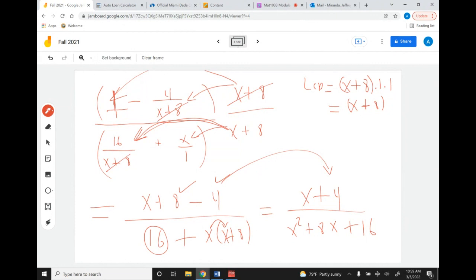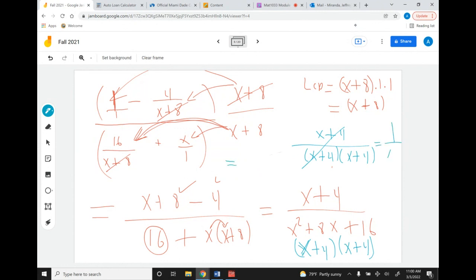Now, can I simplify this? Okay. In this case, maybe I can. Now, how do we factor the denominator? So let me write it here. x plus 4 divided by this. I'm going to factor. Okay, so I get 2 of them. So this cancels now. So what is my final answer? My final answer will be 1 over x plus 4.